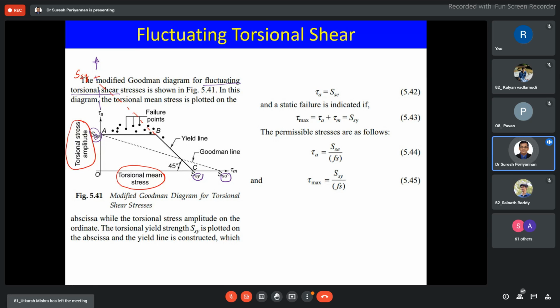Now where this is intersecting, this is the region where our Goodman line is intersecting. But what is the mean stress here? What is the mean stress here?